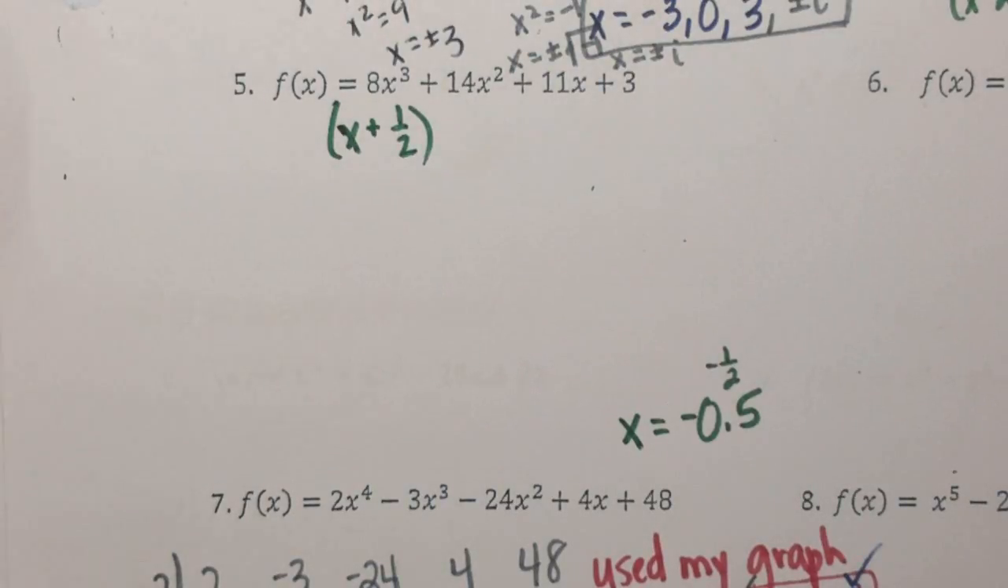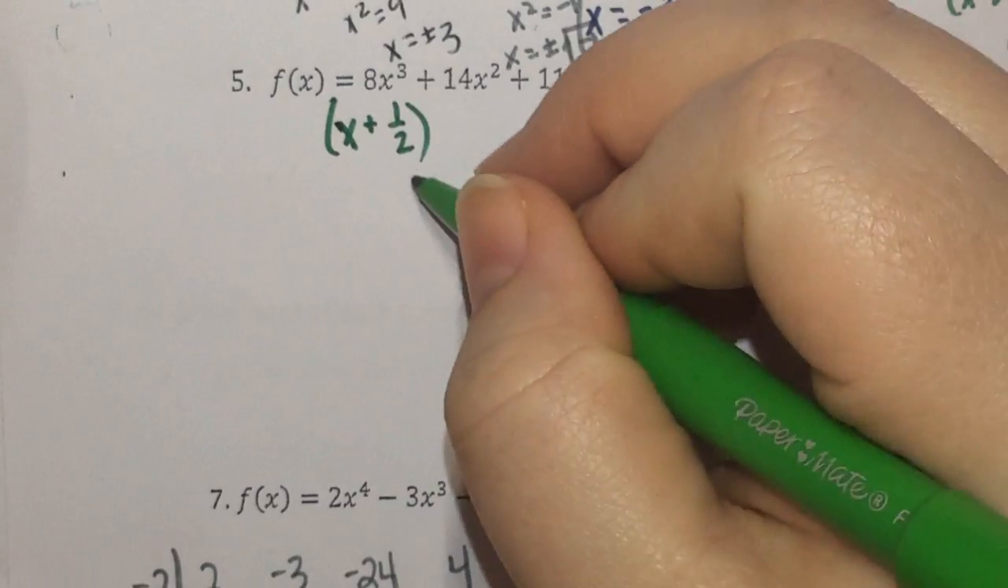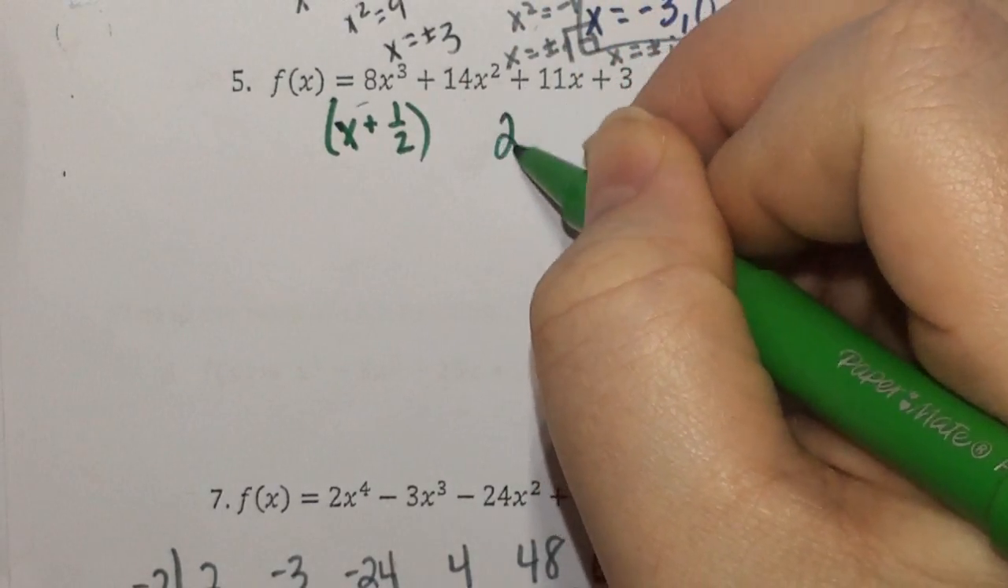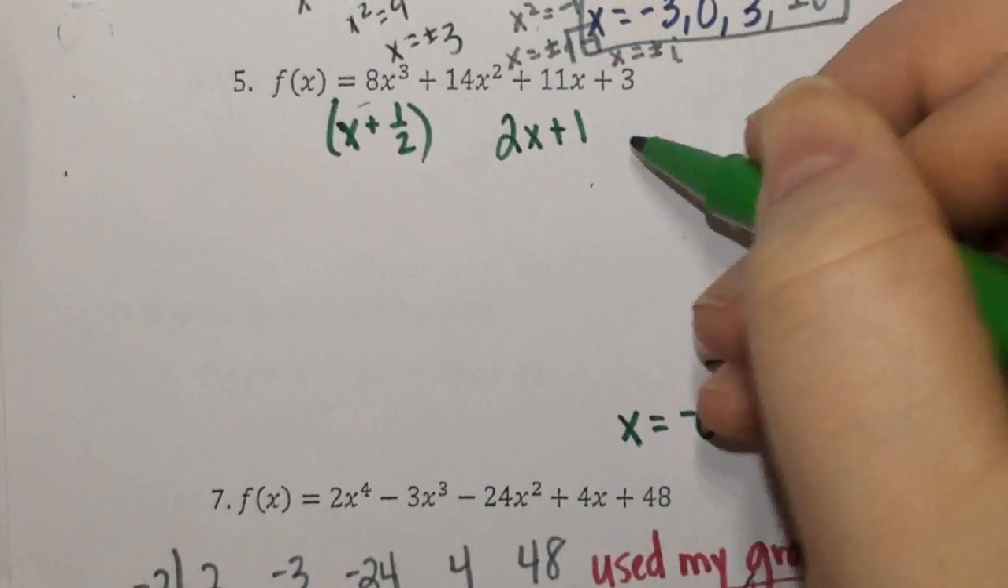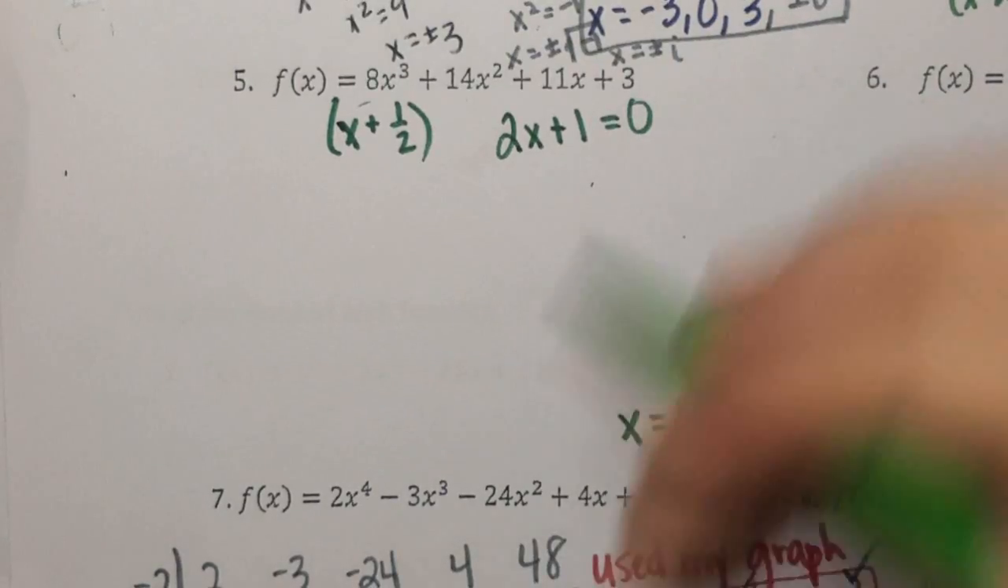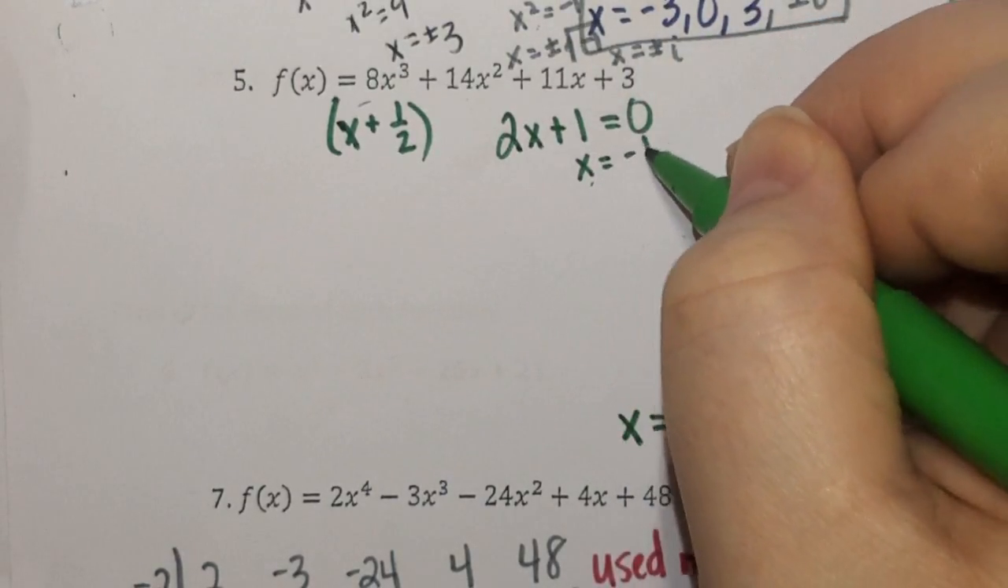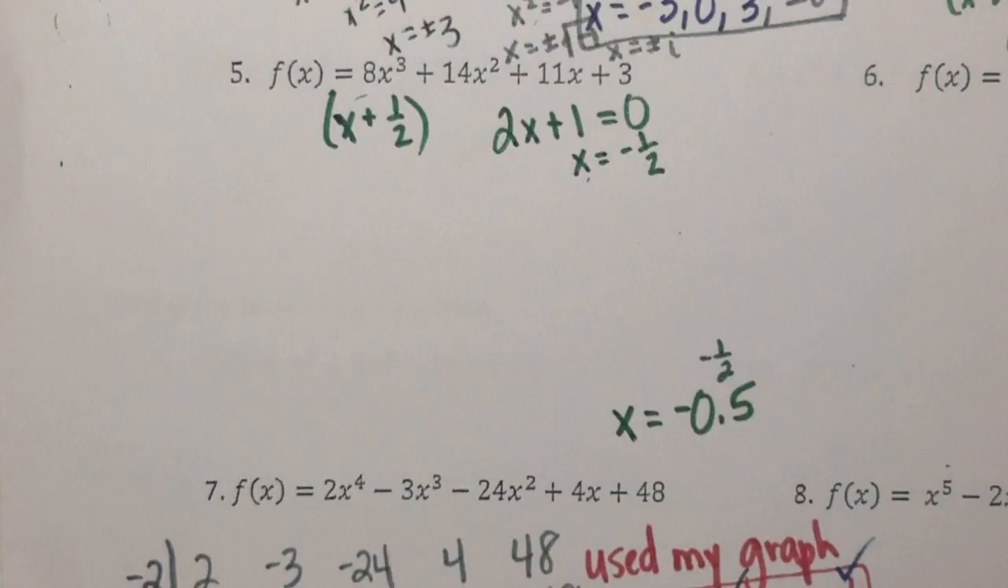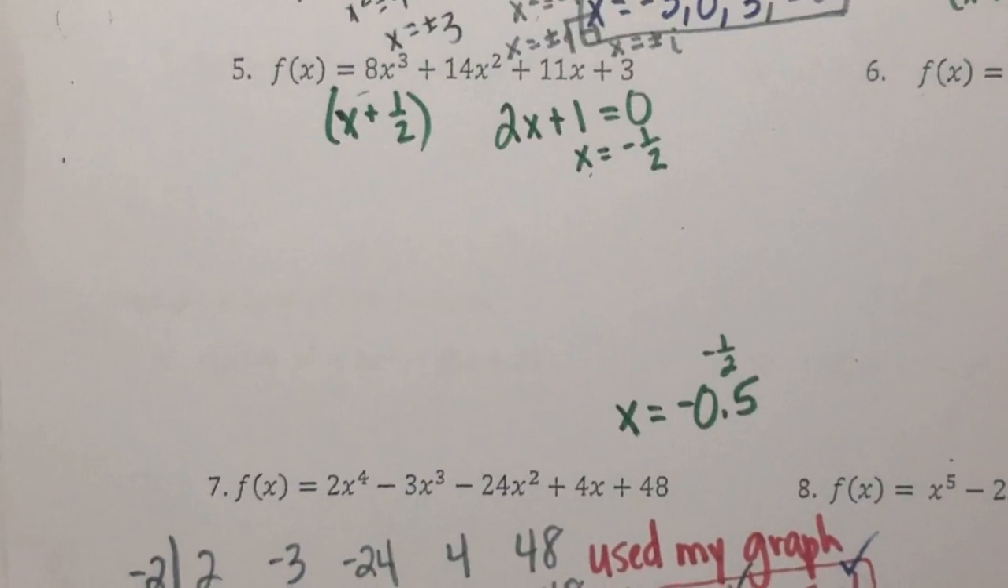I like to use long division. Now, right now, that looks like a pain with some fractions. That's why I'm going to rewrite this and multiply by 2 and change this into 2x plus 1. If we set 2x plus 1 equal to 0 and we solve, we would get x equals negative 1/2. I'm just that smart to know that. You were that smart too.